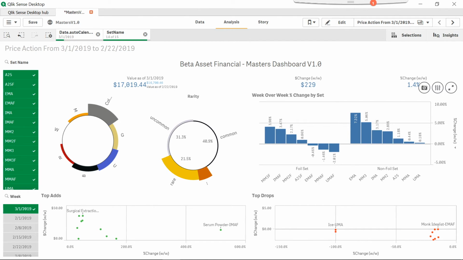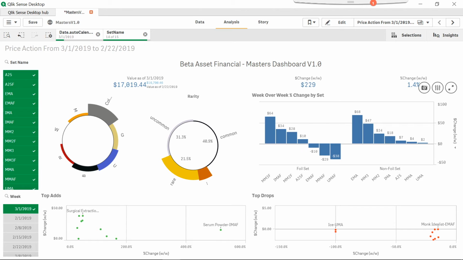We reserve the ability to do that here as well by set. And so what you're seeing here is the week over week percentage change by set, distinguished by foil and non-foil. If I wanted to look at it in terms of the dollar values, this $229 is essentially the sum of all of this.